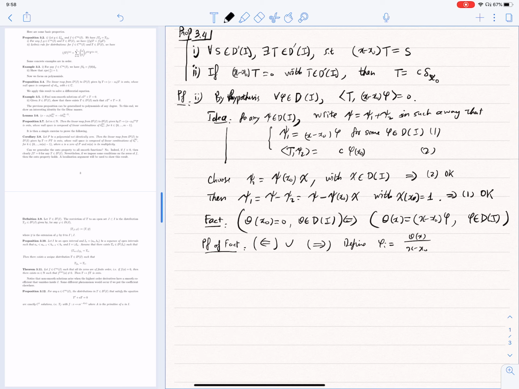Clearly the second property is satisfied. It remains to check this guy is a test function. And it is a test function for the following reason. Since theta of x naught is 0, we can safely subtract the 0 on top. And by the fact that theta is infinitely differentiable with compact support, we see that this function is also a test function. And this is done.